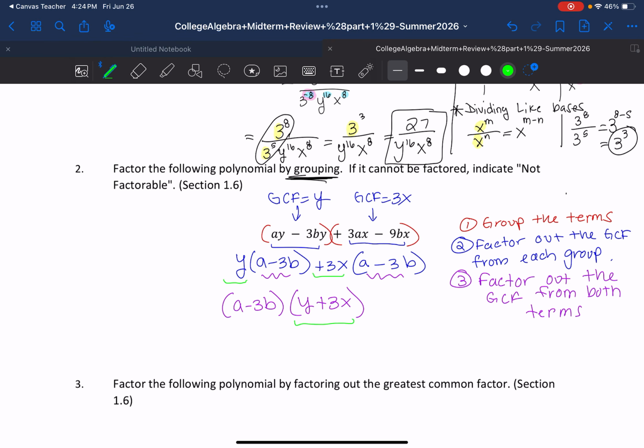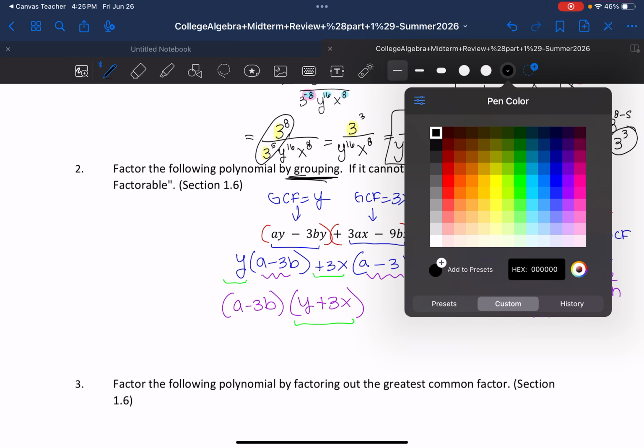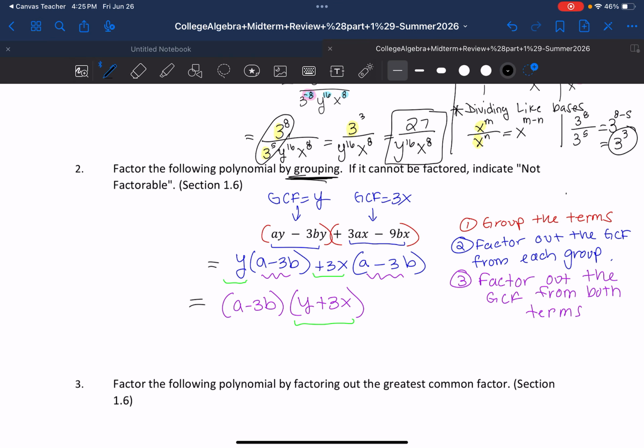So that is the final answer. This is factored because it is a product of two expressions. It's no longer a sum or difference of terms.